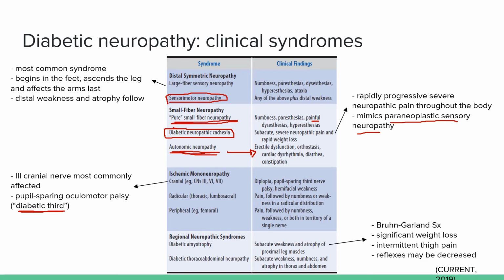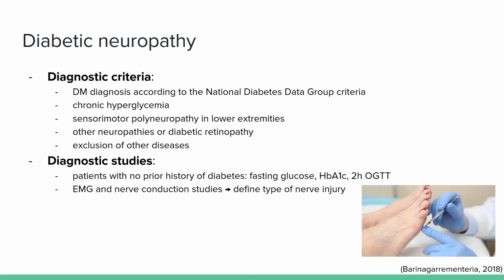Other regional neuropathic syndromes include diabetic amyotrophy. This is a subacute weakness and atrophy of proximal leg muscles. This is known as Bruns-Garland syndrome, and is accompanied by significant weight loss, intermittent thigh pain may be seen, and reflexes may be decreased. The diagnostic criteria for diabetic neuropathy are the following.